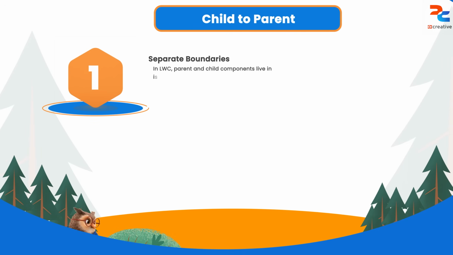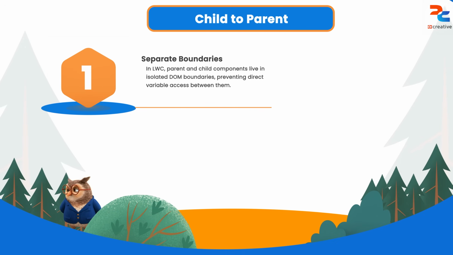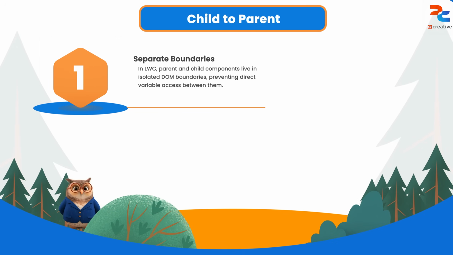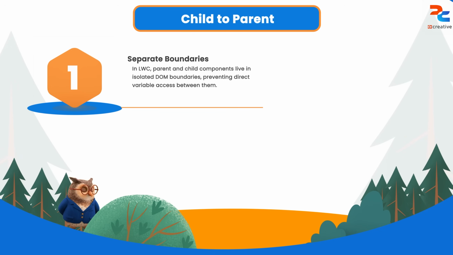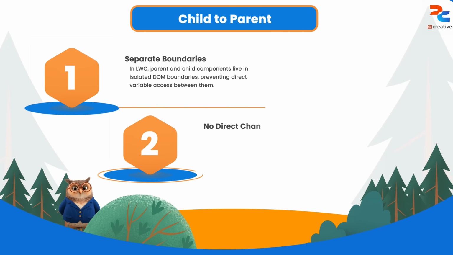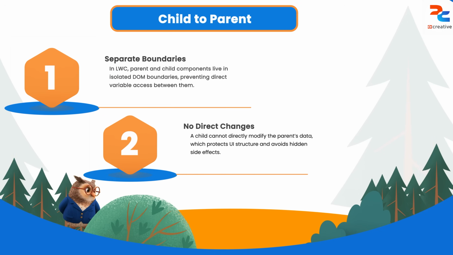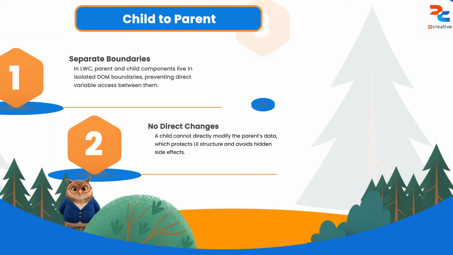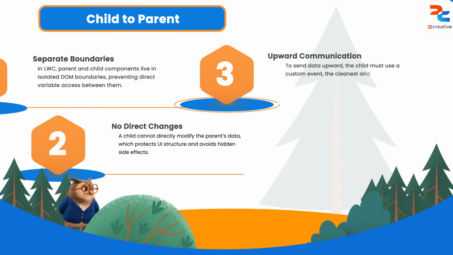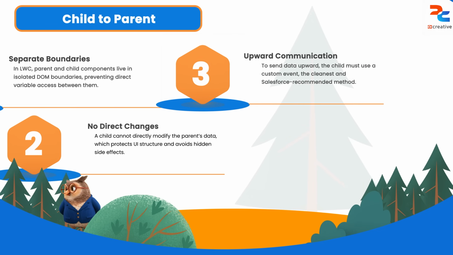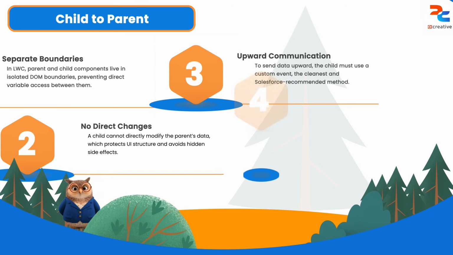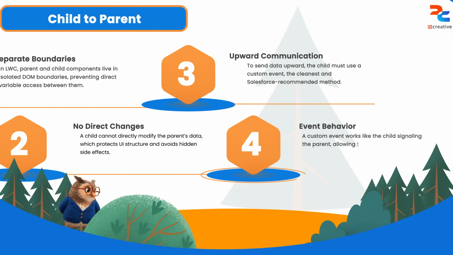In this video, we will break down exactly how a child can send data back to the parent in the cleanest and most modular way. In Lightning Web Components, the child and parent each live inside their own DOM boundary. Because of this, the child cannot directly modify variables inside the parent. It cannot reach up into the parent and change the state. And that's actually a good thing. It protects the structure of the UI and prevents strange and hidden side effects.